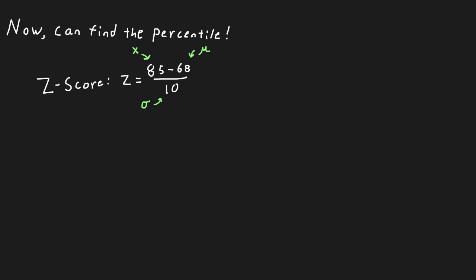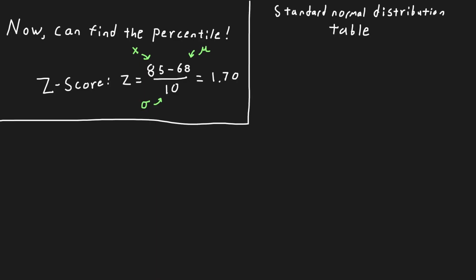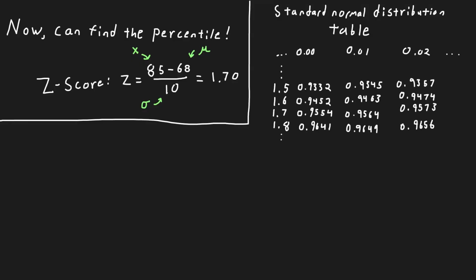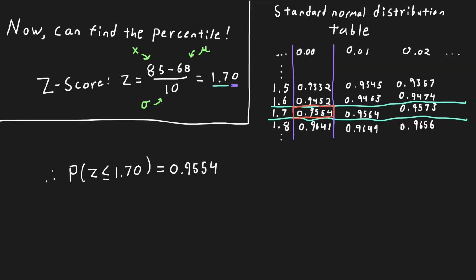Now with this, we can actually find our percentile. The z-score would be 85 minus 68 divided by 10, which gives us a value of 1.70. We then can use a standard normal distribution table because we standardized our data to look at what this value is. These tables might seem complicated at first, but they're pretty easy to read. You look on the left-hand side first to find the first two numbers, like 1.7, and then look at the top for the last decimal point, in this case 0. And then that number is our probability.